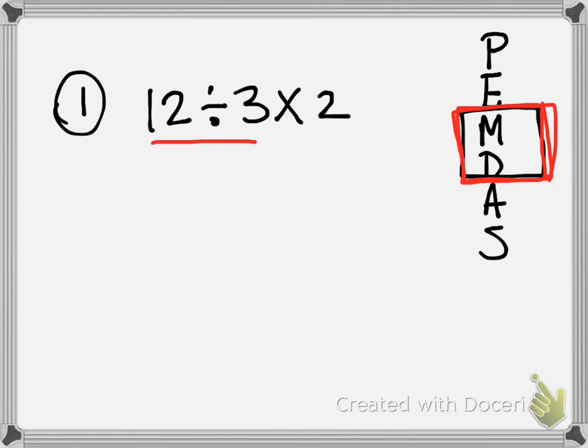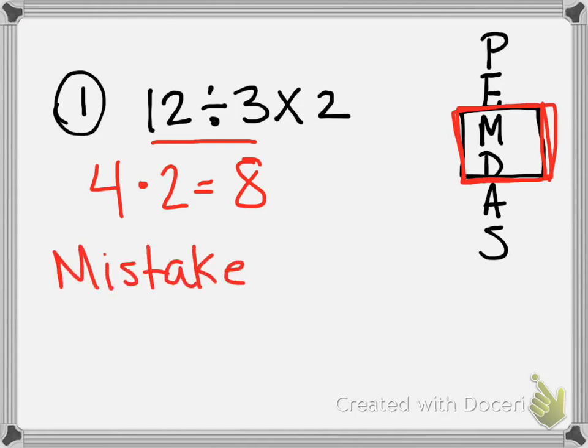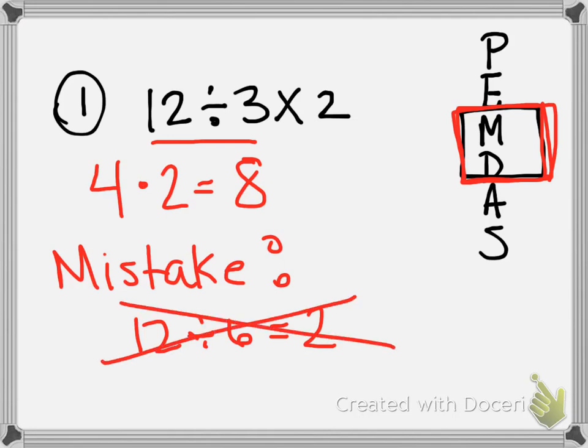So the first thing you're going to do is 12 divided by 3, because it comes first in the number sentence. That's 4. 4 times 2 is 8. So the correct answer to that is B, for 8. Had you mistakenly done the 3 times 2 first, you would have ended up with 12 divided by 6, which is 2. That is not correct. Because the division was farther to the left, you do it first.